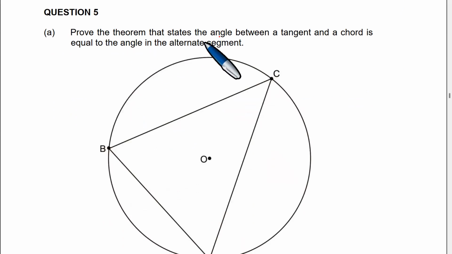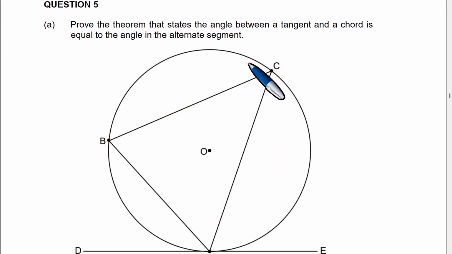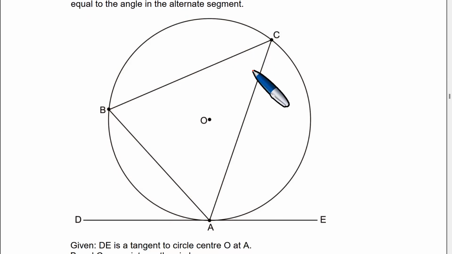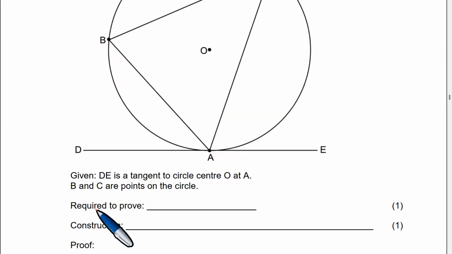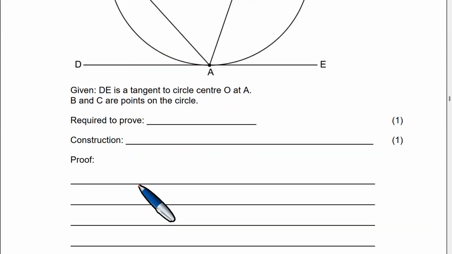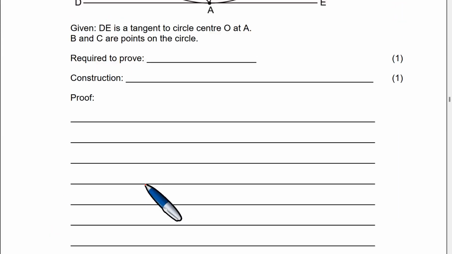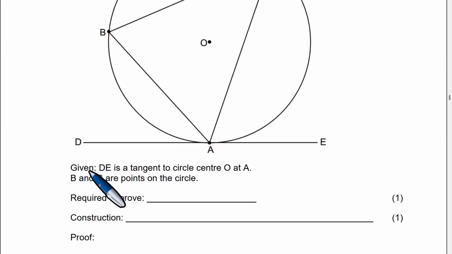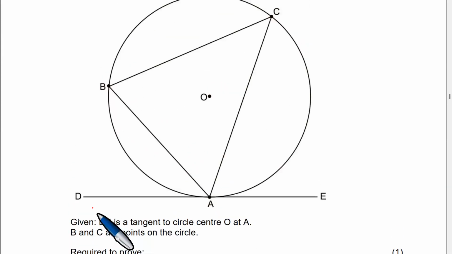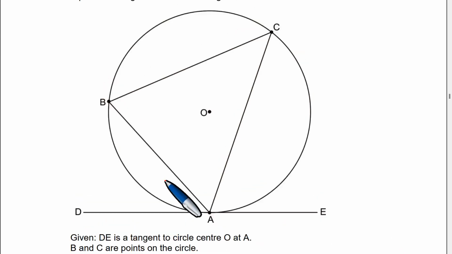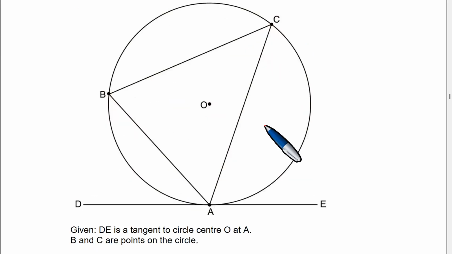To prove the theorem that states the angle between a tangent and a chord is equal to the angle in the alternate segment. And so we spoke about this theorem here. So, right, here is the statement, part of the proof. We need to write our answer here. And right, this is the answer book. Given that DE is a tangent to the circle with center A, so DE is a tangent at A, and B and C are points on the circle. So you can see that B and C are points on the circle.